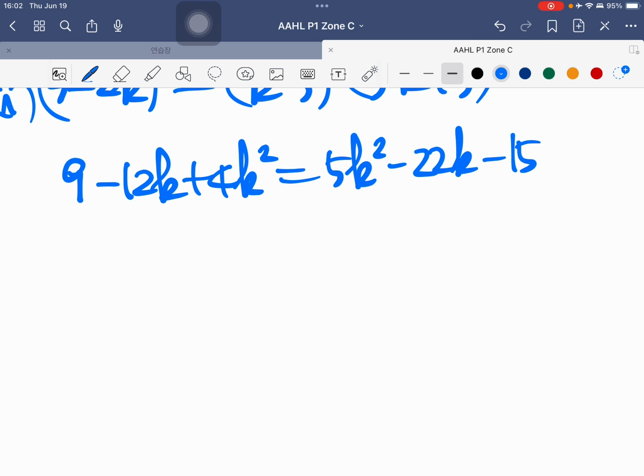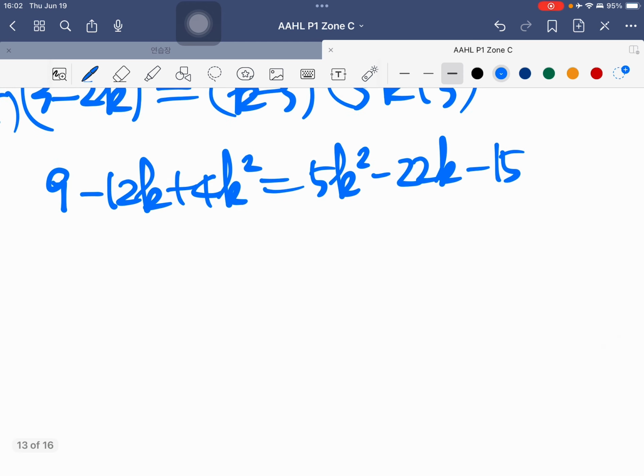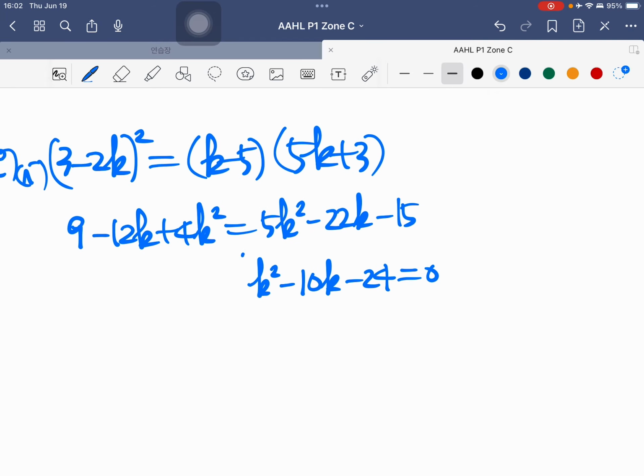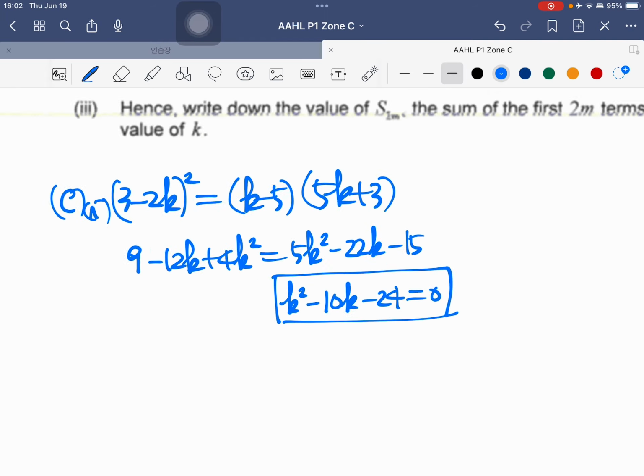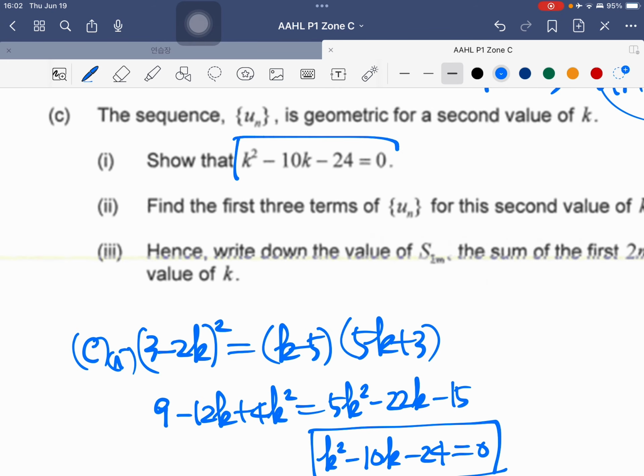And then everything moves to the left side, and we get k squared minus 22k plus 12k, minus 10k, and 9 minus 15 is minus 24, equals 0, which is exactly the same condition as this one. So we got it.